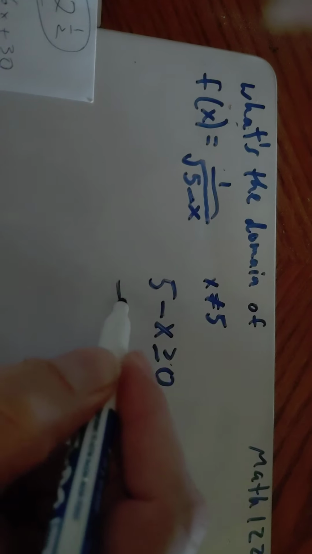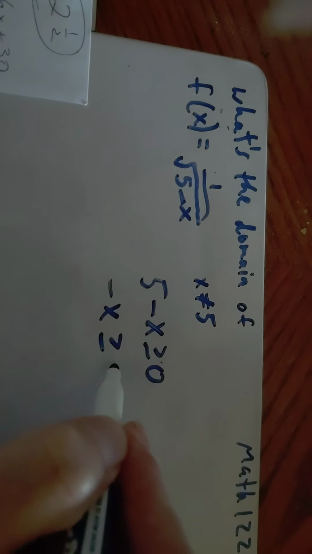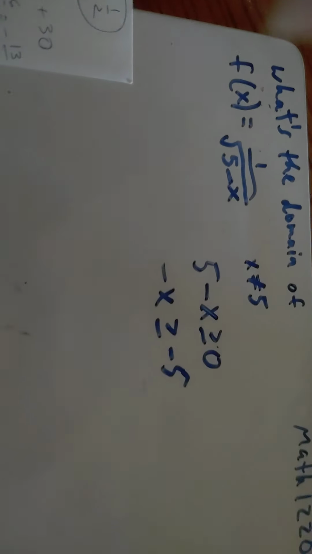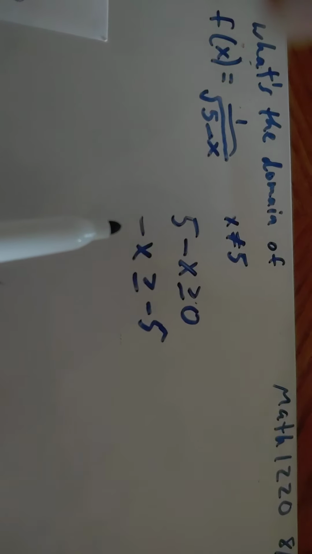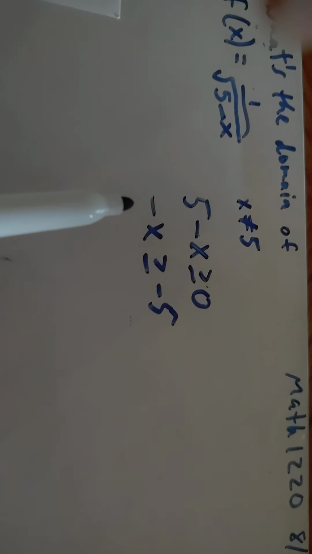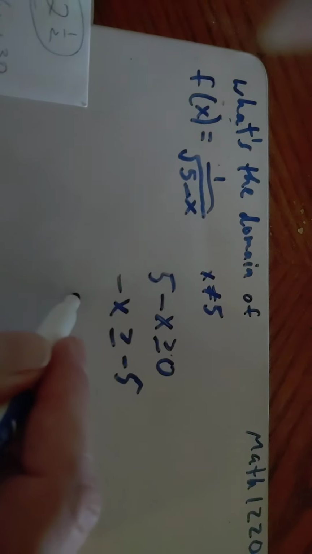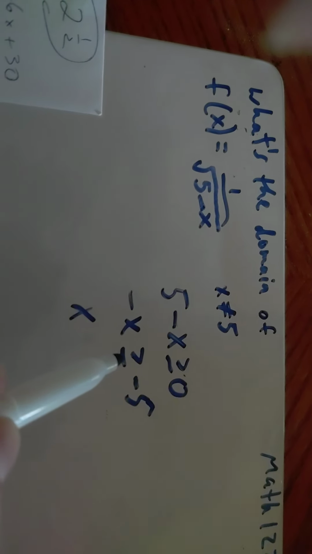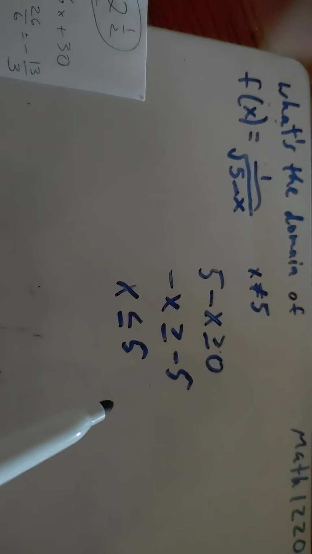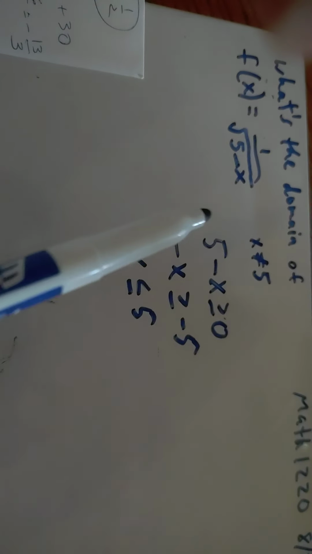I'll subtract 5 from both sides next. So that leaves me with negative x is greater than or equal to negative 5. All I did was subtract 5 from both sides. And now what do we do here? We want to solve for x, not negative x. Let's multiply or divide both sides by negative 1. So that becomes x. Don't forget to flip the inequality sign. Whenever you multiply or divide by a negative number, you must flip the inequality sign. And we have that. So that's the domain for the square root idea.